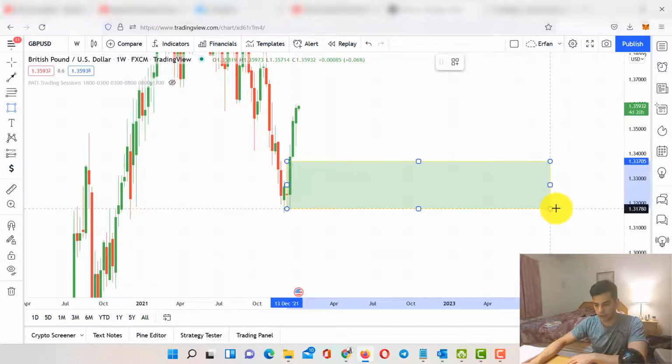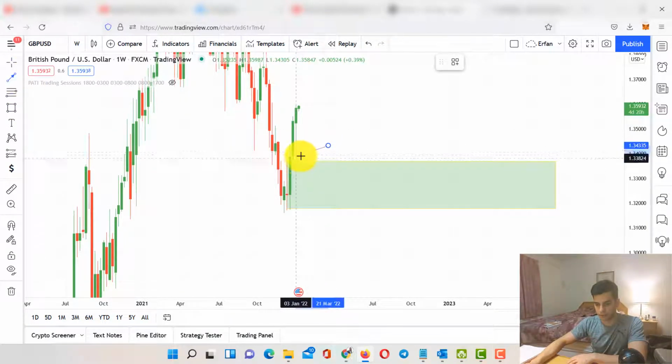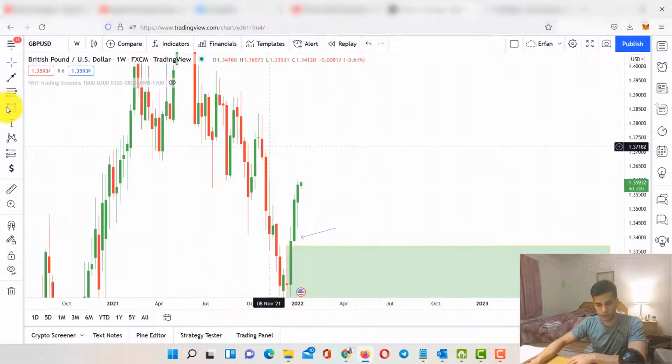The market has to come back and tap into this order block. See, it actually spiked up, never came back, tried to come back, but we have a gap exactly right here. We have a gap exactly right here. So it's very, very important to identify these levels.